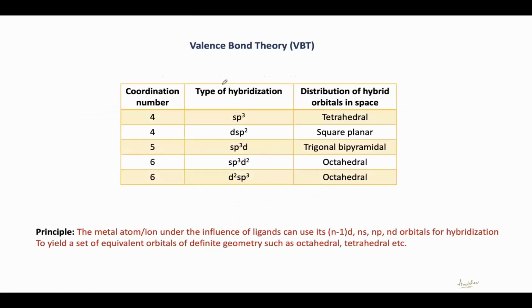Valence bond theory is a very well-known concept that was discovered way earlier. According to this theory, we have this metal atom or ion. You can have a look at the principle over here. The metal atom or ion is under the influence of ligand, and it can use its n-1 d, ns, np, and nd orbitals for hybridization to produce a set of equivalent orbitals of definite geometry, such as octahedral, tetrahedral, square planar, and so on.